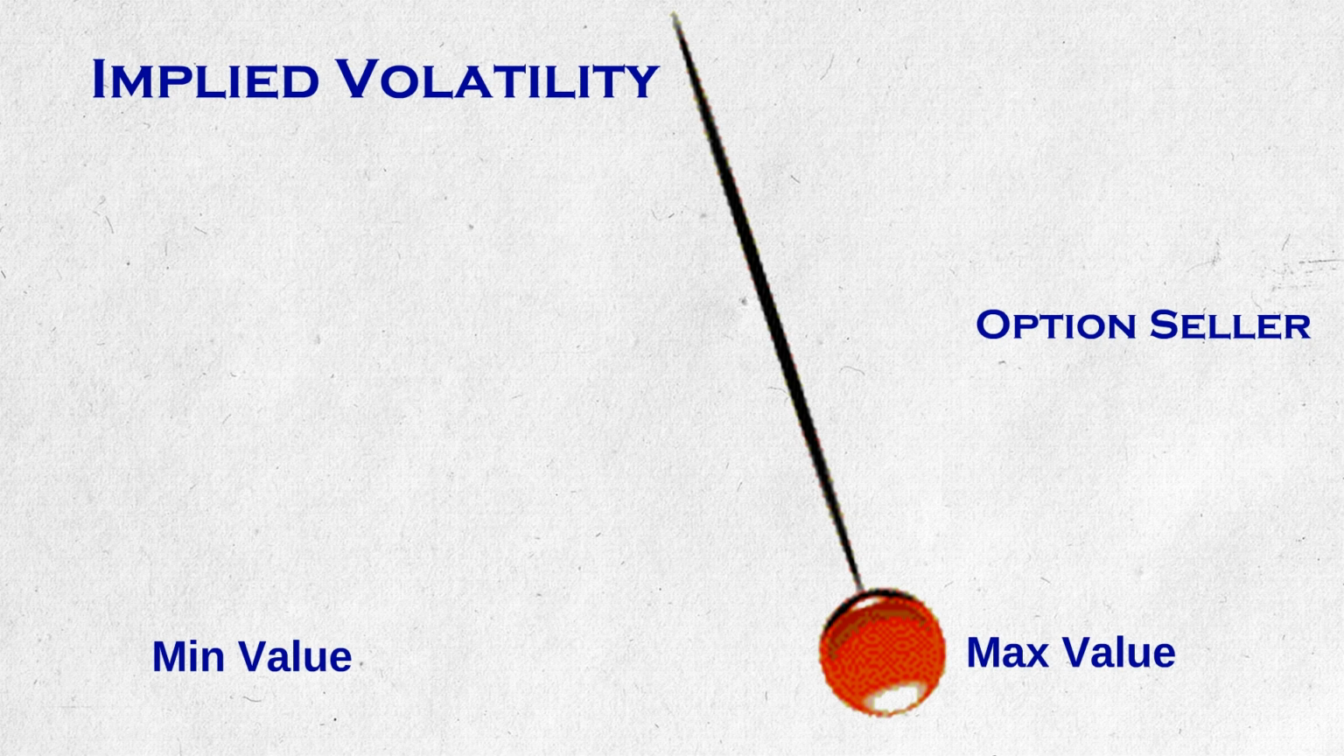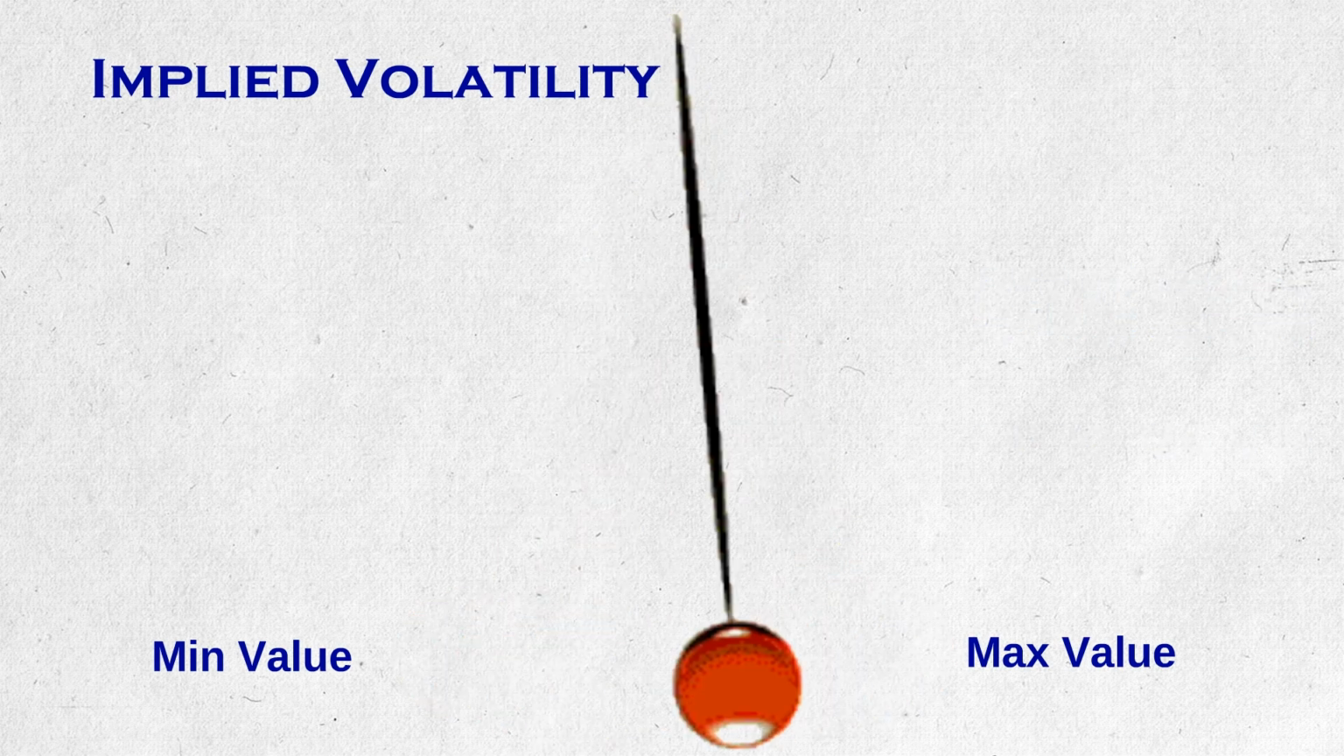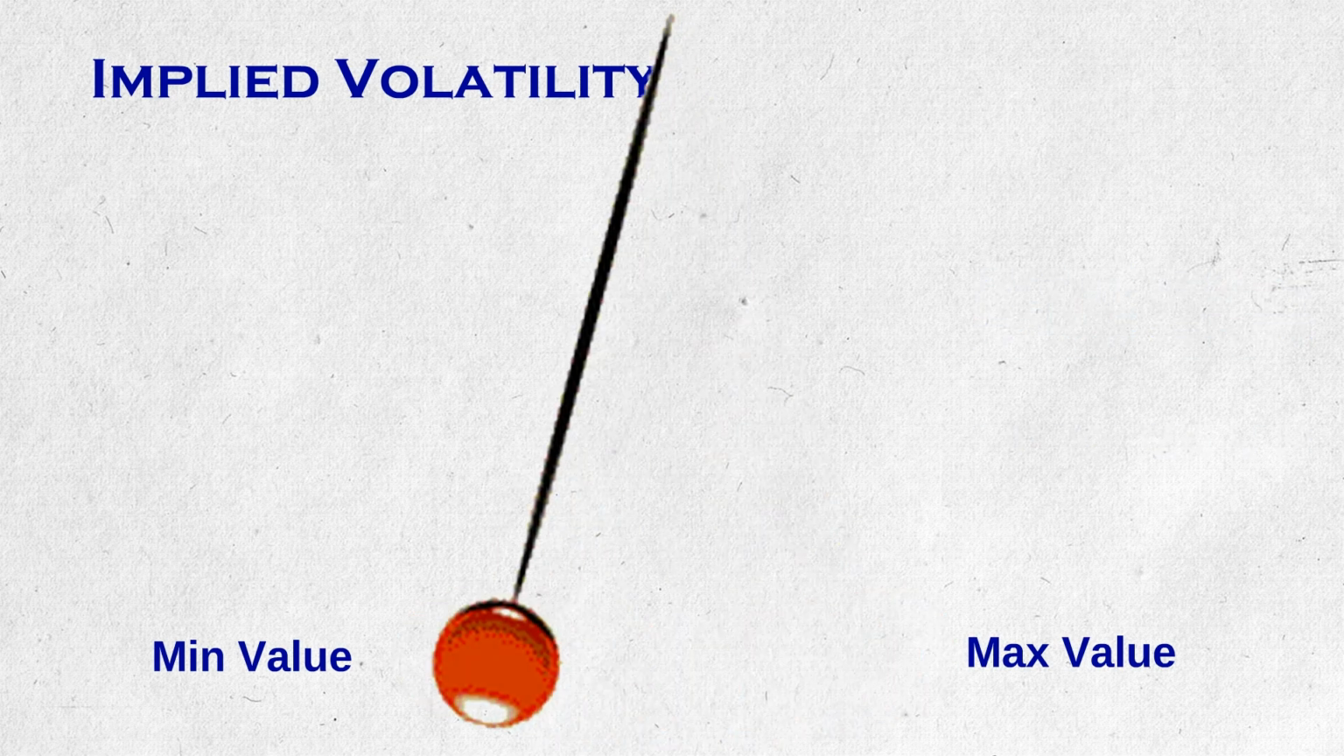In the same manner, if IV reaches its historical minimum value, you can predict that IV will not fall more than this and so you can become an option buyer. Call or put depends on the overall market conditions. Buy low, sell high.